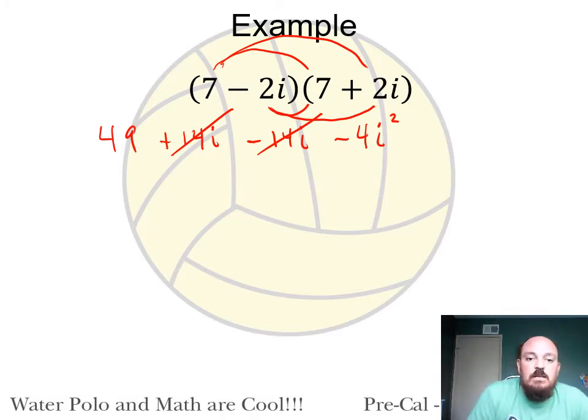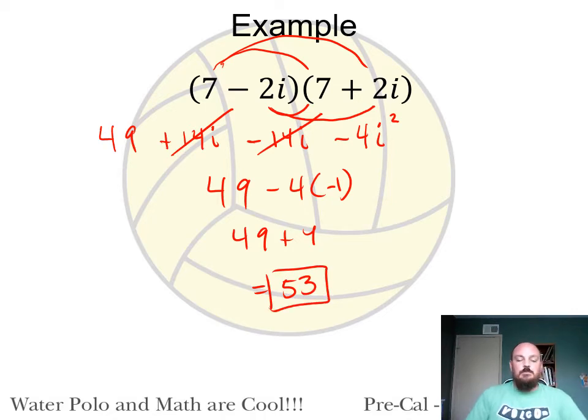Then what you do is the same thing we just did. You say that i squared is actually a -1, so this becomes 49 plus 4, and my answer is just 53, just a real number. That's what we were saying. So that's an important thing for you guys to remember. If you ever need to turn a complex number into a real number, you can do it by multiplying by its conjugate. And the reason that's important is we're going to use that for dividing.